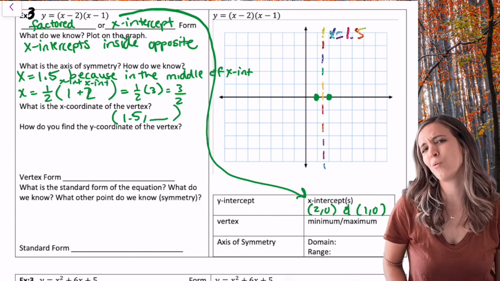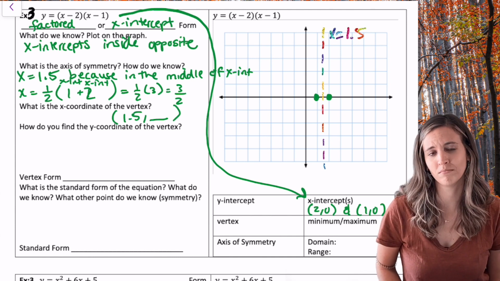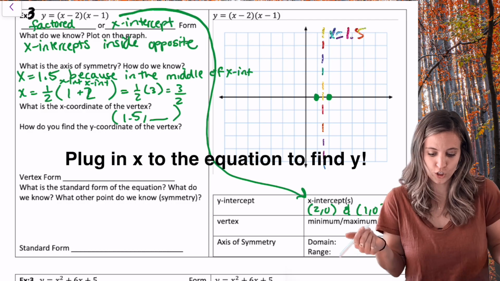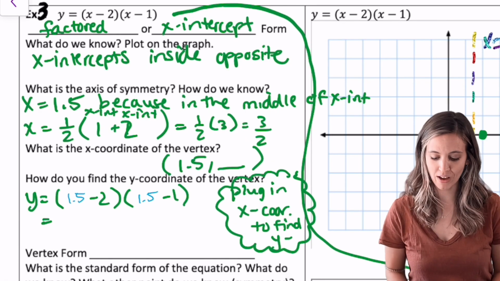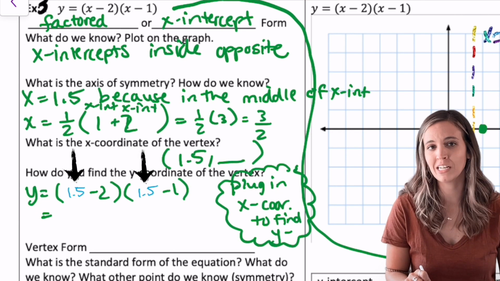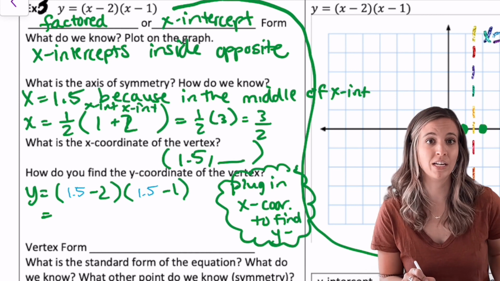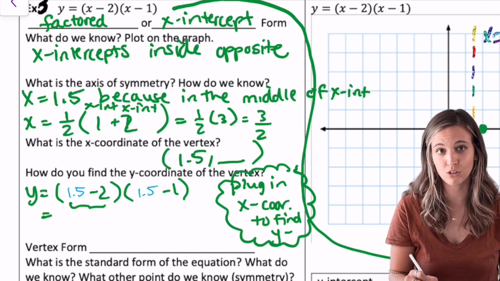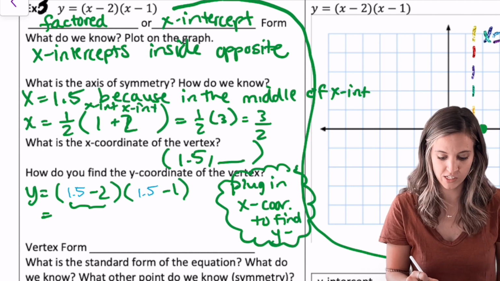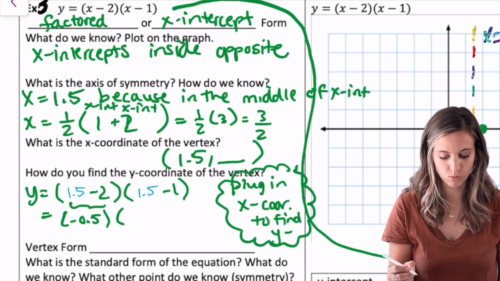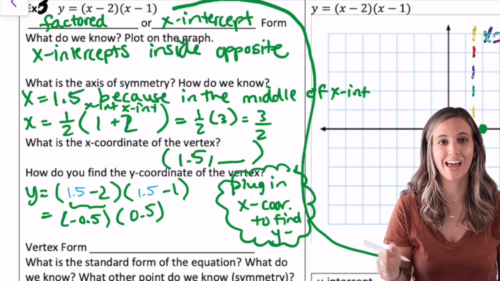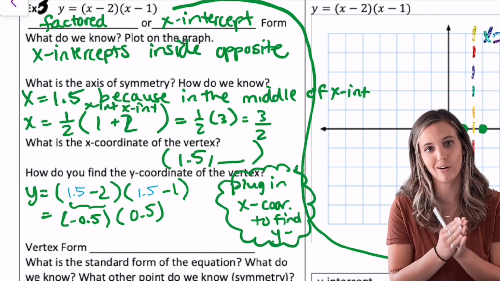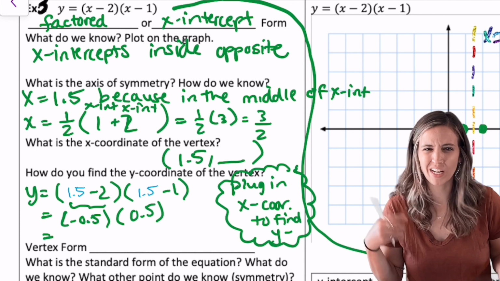How do you think I'd find the y-coordinate if I know the x-coordinate? Plug in the x-coordinate. Sure. So if I plug in 1.5 for my x value, I've got 1.5 minus 2 times 1.5 minus 1. So make sure you do what's in those parentheses first. 1.5 minus 2 is negative 0.5. 1.5 minus 1 is positive 0.5. And then I multiply those two together. So what's negative 0.5 times 0.5?